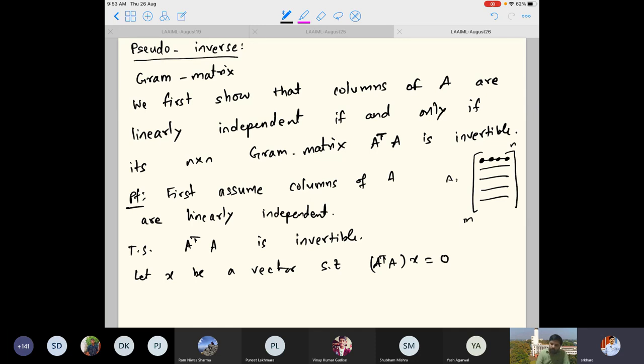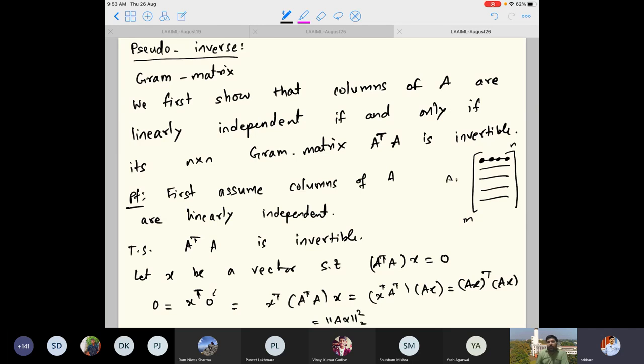So this is what I have. I start with 0. So 0 is the same as x transpose into 0. x is this vector, and the 0 that is sitting here, I can replace with this. So x transpose into A transpose A x. Again, I use the associative law of matrix multiplication. So I'll have x transpose A transpose into A x, which is nothing but (Ax) transpose Ax, which is nothing but the 2 norm squared.